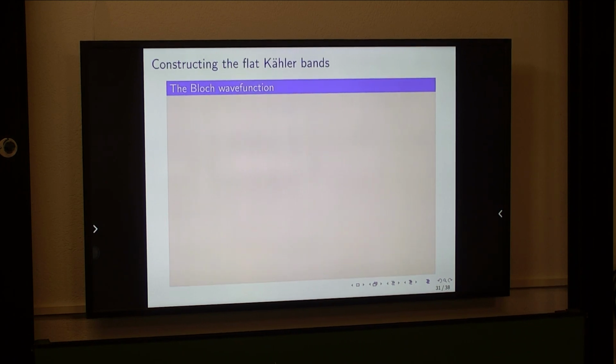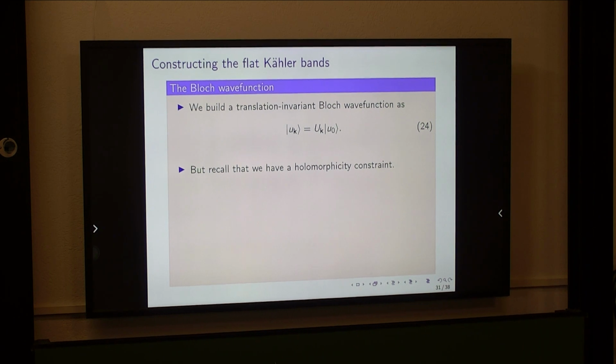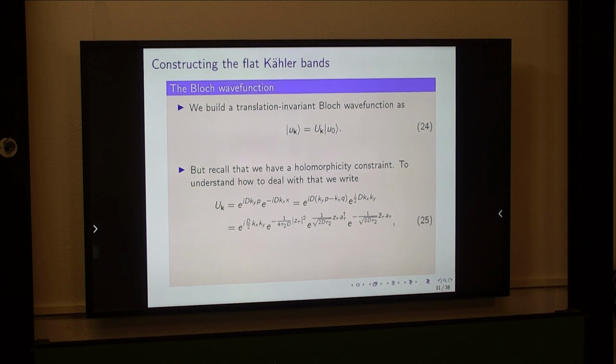Now let us construct such flat Kähler bands. So the first thing we do is build a translation invariant Bloch wave function by acting on a fixed fiducial state with this Heisenberg group action. But this is not enough, because if I just naively do this construction, this will not be holomorphic in K. And so I have another constraint. And if I use that constraint, well, first I do some manipulation.